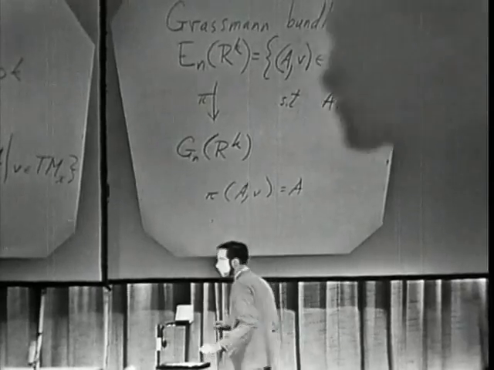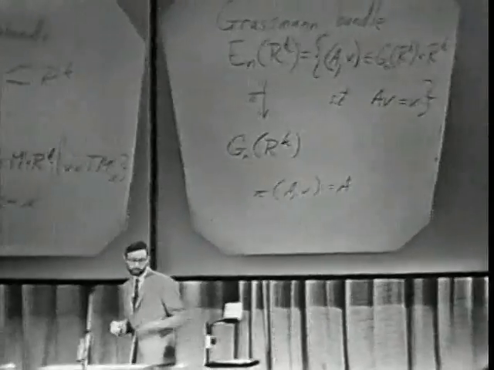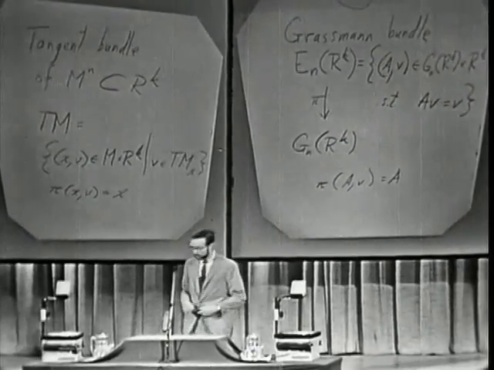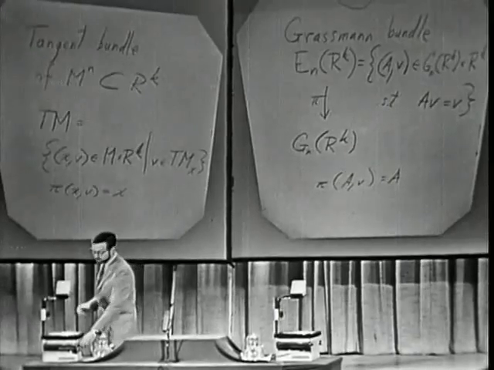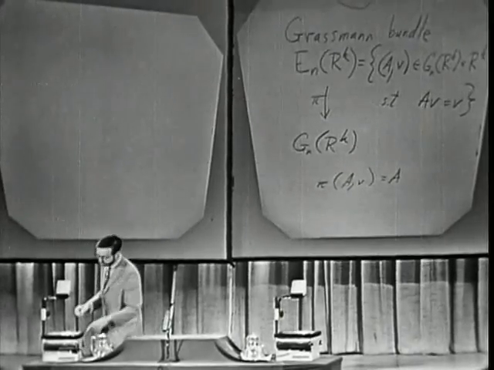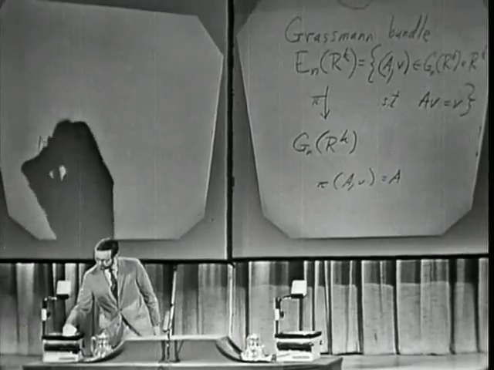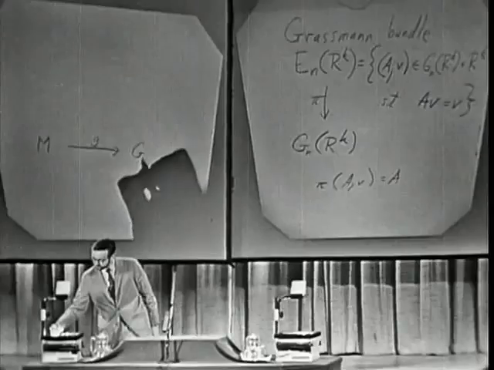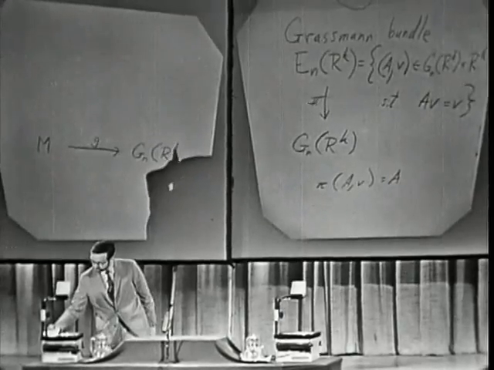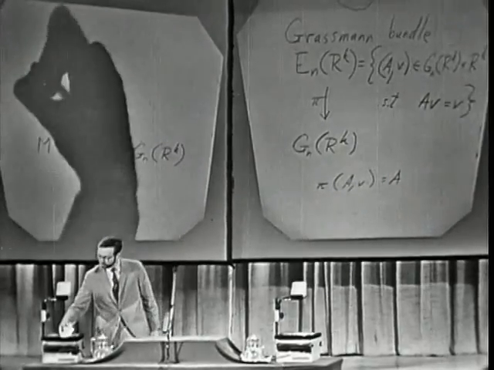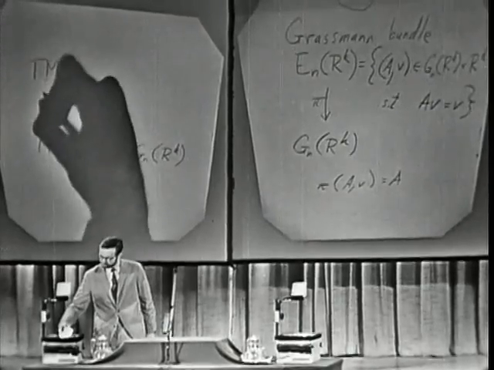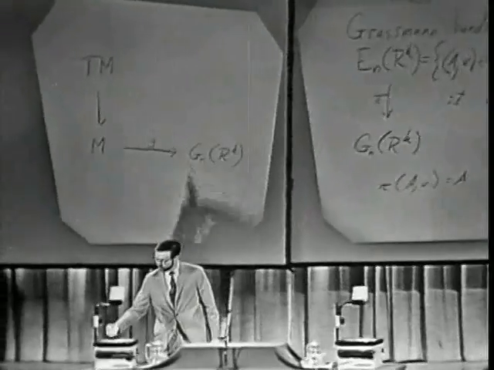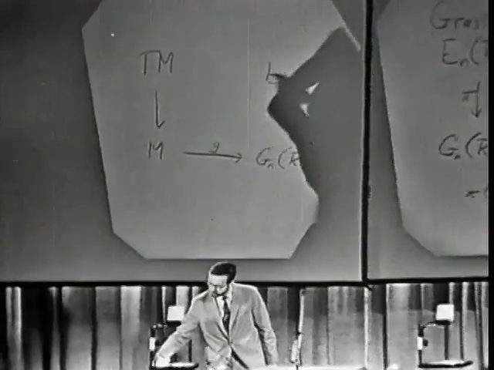And these two examples of vector bundles, the Grassmann bundle and the tangent bundle, are related by the Gauss mapping. Namely, suppose we have the manifold M^n, and the Gauss mapping carrying it to G_n of R^k. Now over M one has the tangent bundle, and over the Grassmann manifold one has the Grassmann bundle.